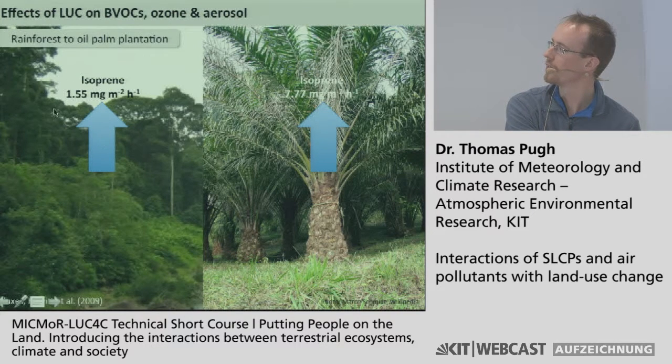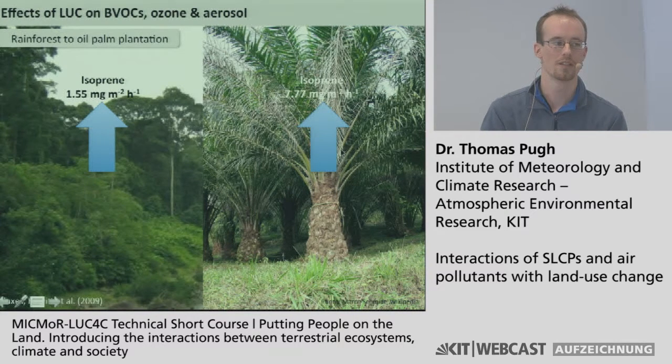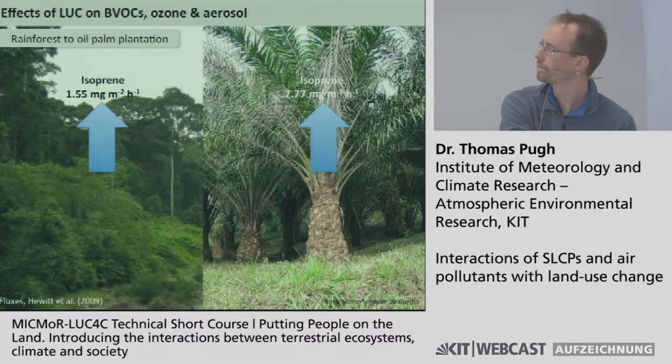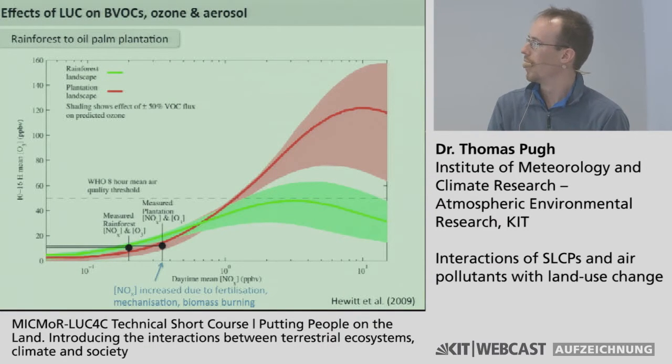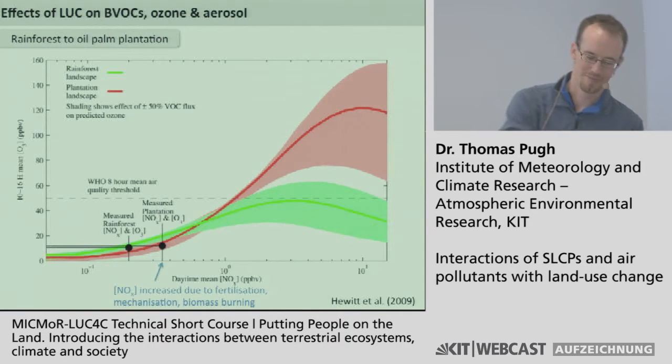We measured the emissions of isoprene from the rainforest, and then the emissions of isoprene from an oil palm plantation. And as you've seen already in the last couple of days, there's a lot of transfer in Southeast Asia, particularly in Borneo, of the tropical rainforest being cut down and converted into oil palm plantations. But they have these fundamentally different isoprene emission rates. And this plot shows that effect.